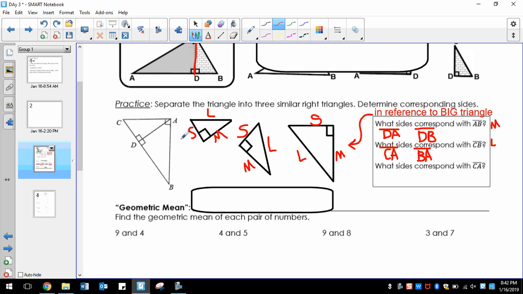So in this one, the CA, which is right here, that's the shortest side, so I'm finding the shortest sides in the other two triangles. And so over here, the shortest side in this triangle is DC. And then the shortest side in this triangle is DA. Okay, so that's all you really have to do. Redraw the triangles, label the sides short, medium, long, so they're all corresponding. And if they ask you to find those corresponding sides, you start with the bigger triangle and then match up to the other two.